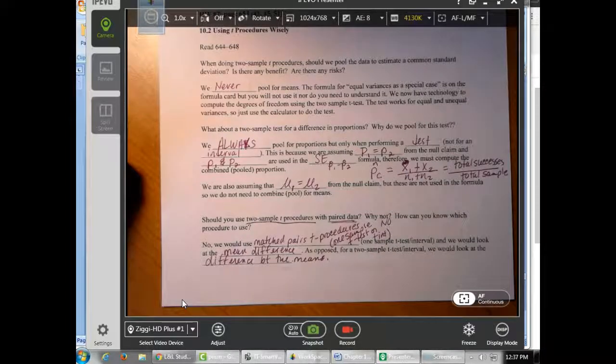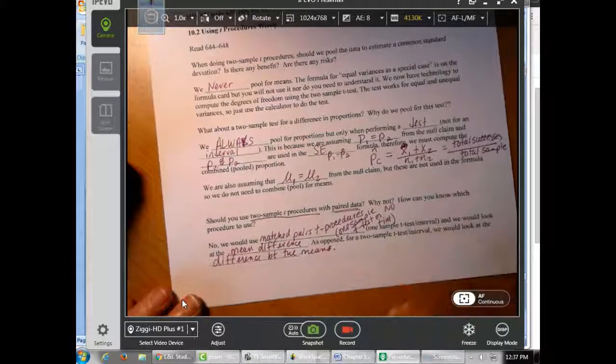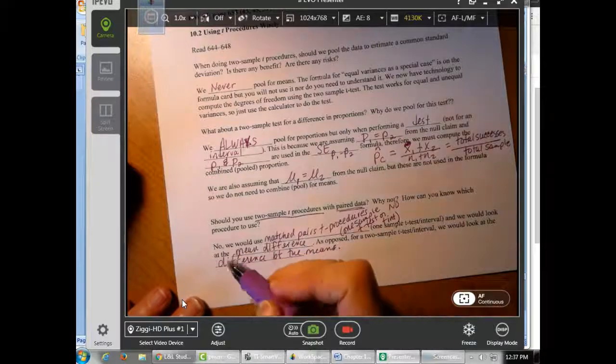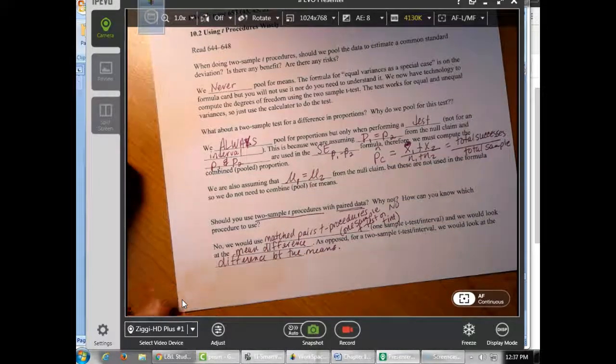So let me show you something. Pretend for a second I'm looking at cholesterol level. Say I am doing a little experiment where I feed people candy bars, and I do almost like a before and after type scenario, and I'm looking at their cholesterol level.